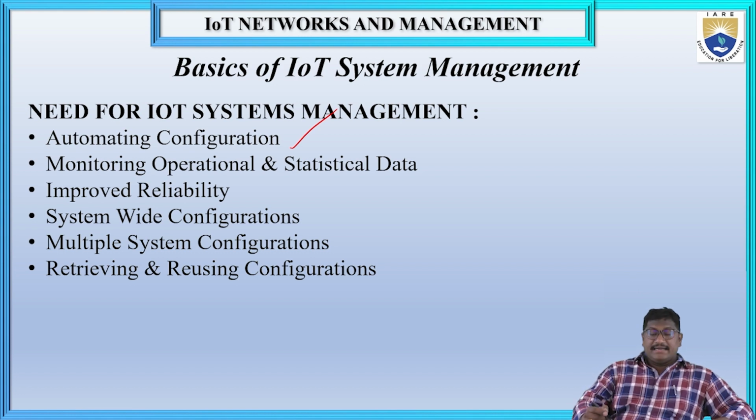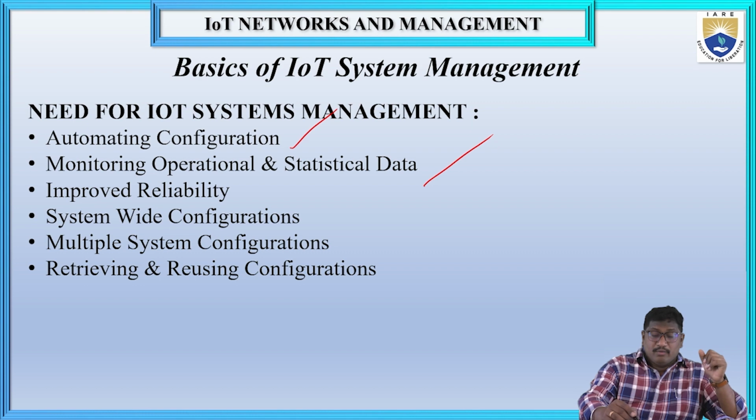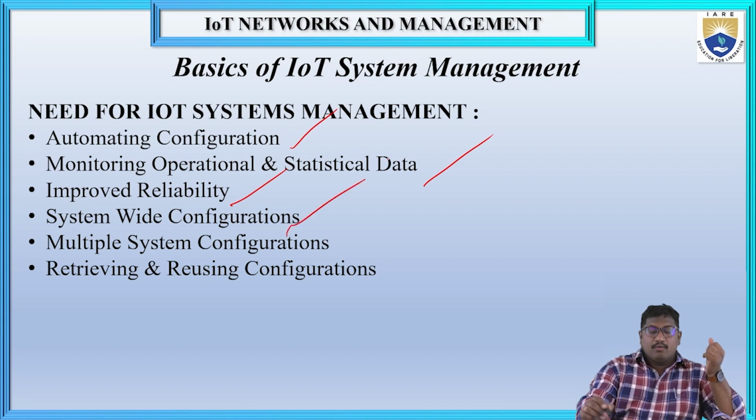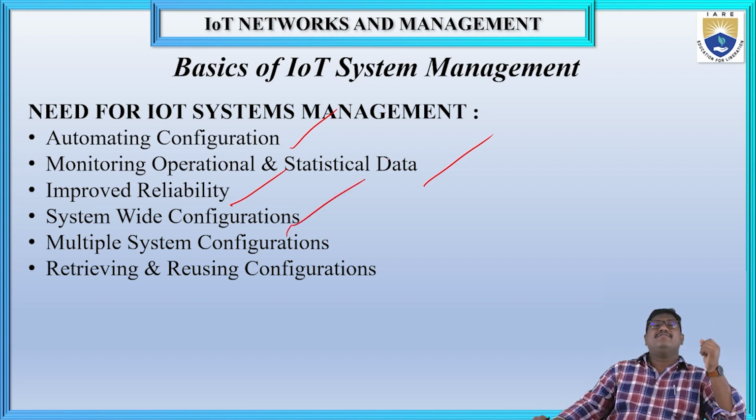And also monitoring operational and statistical data. Continuous monitoring of operational as well as statistical data is required, and we need to improve the reliability of that device. Why? Because if there is reliability, then only we can say that the device is producing accurate data from its source. And also we improve the system-wide configurations, which relate to storage, hardware compatibility or software compatibility.